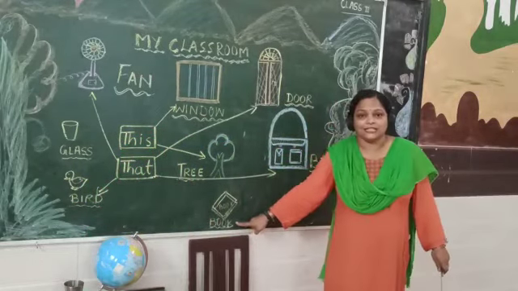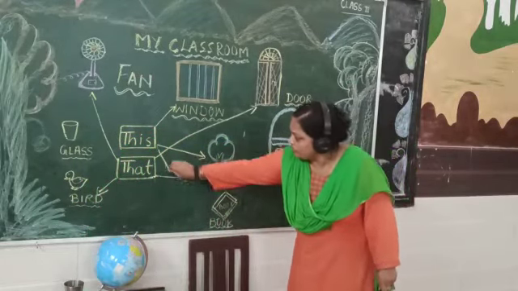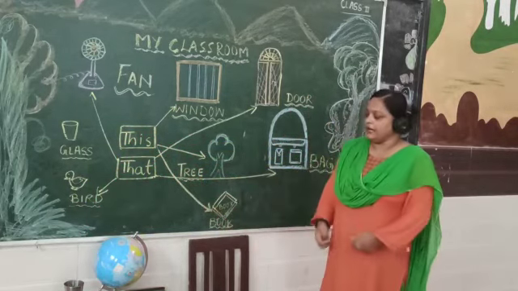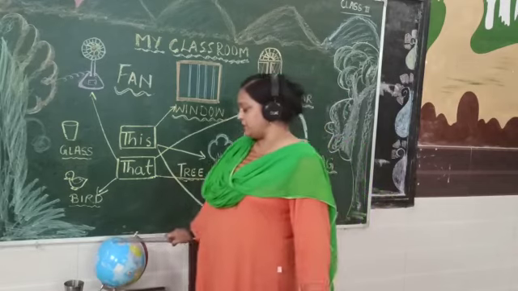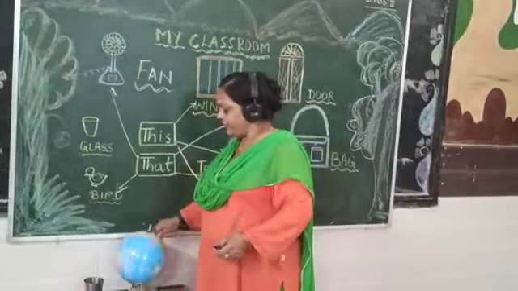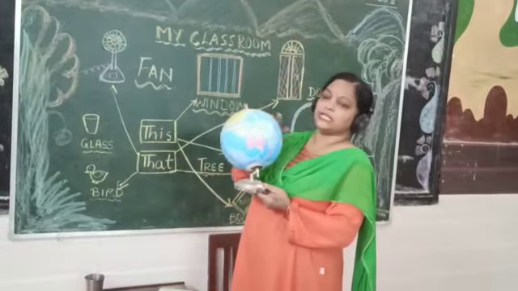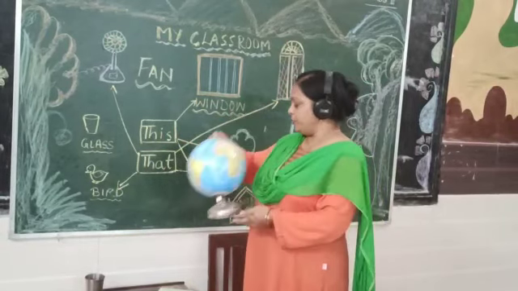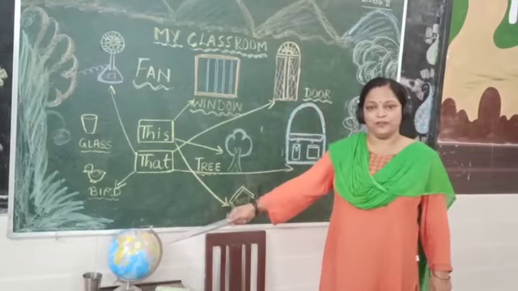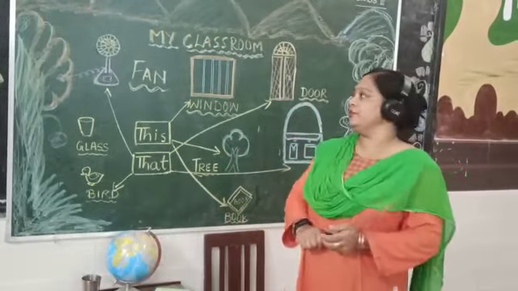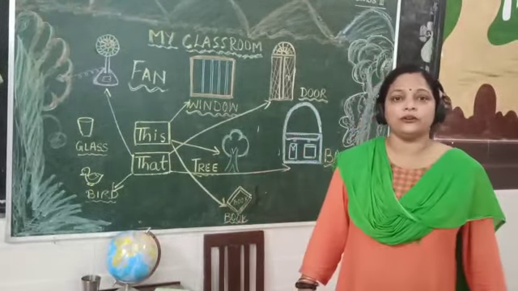What is this? This is a book. So we will do like this. Again, what is this? If I come here to it, this is a globe. Or if I take it with me, what is this? This is a globe. And if I put it there, what is that? That is a globe.